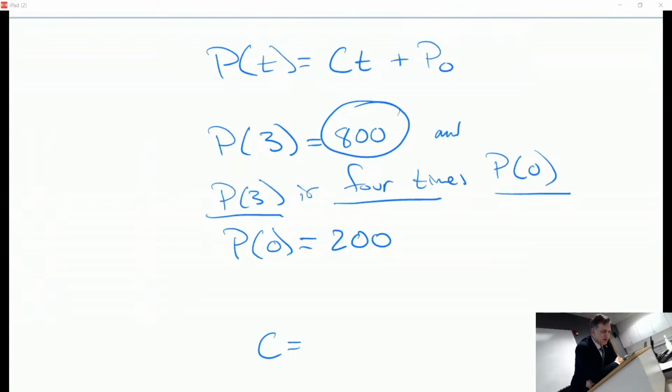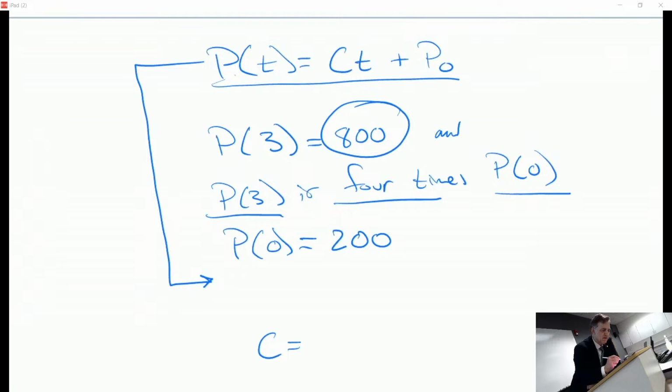All right, very good. Okay, next, I want to know what C is, but to do that, you're going to have to use this equation. So let's see if we can walk through this. Allie, what am I going to plug into this equation to figure out what C is?